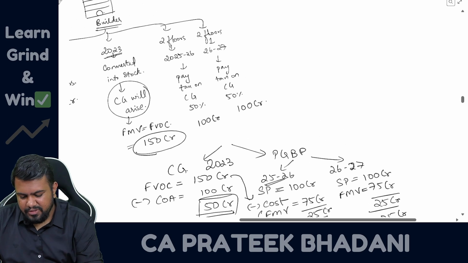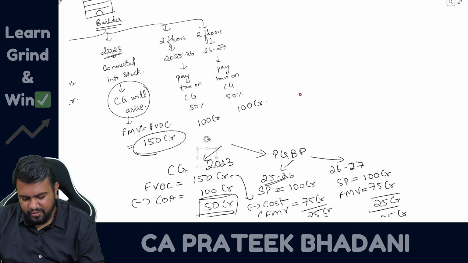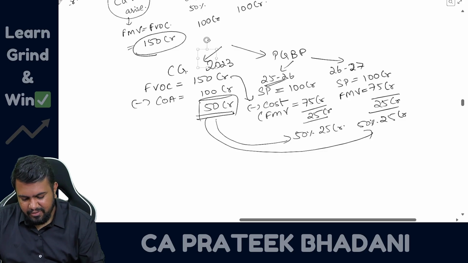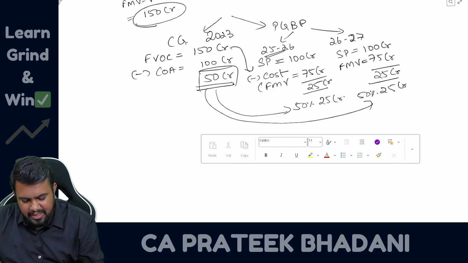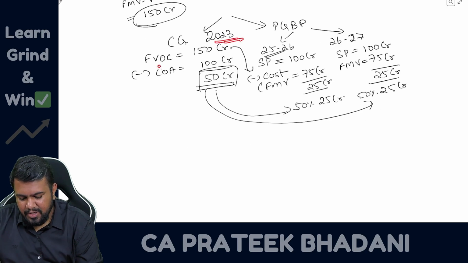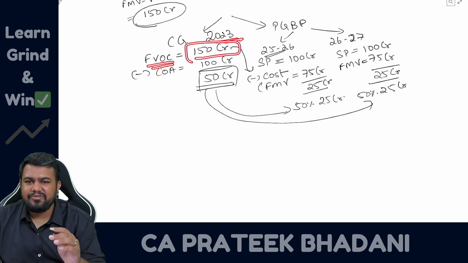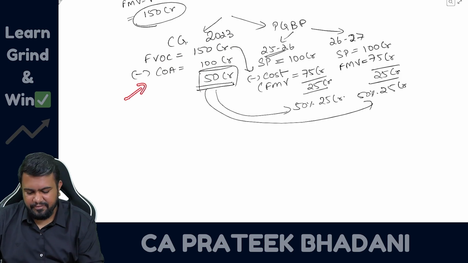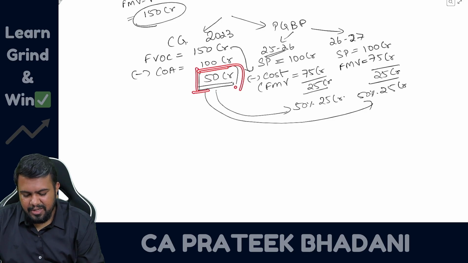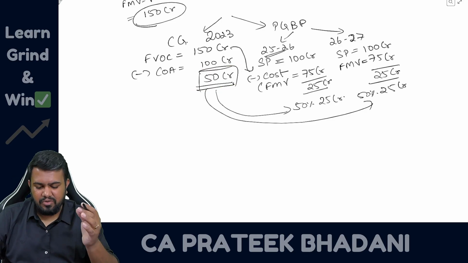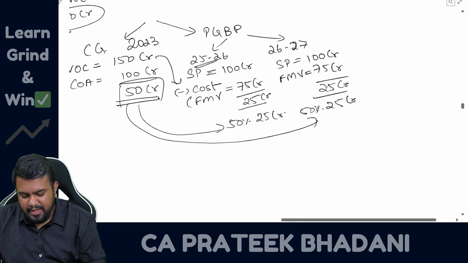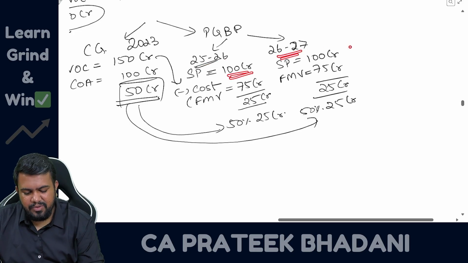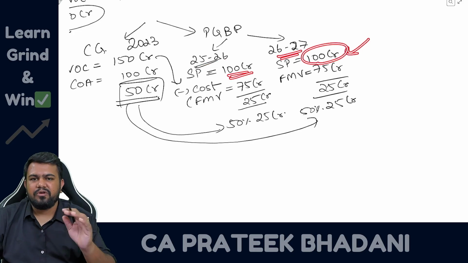Now 2 floors were sold in 25-26 and 2 floors were sold in 26-27. In such a case, what will happen? In 2023, you will find out the capital gain. The full value of consideration will be taken as 150 crores, which is the fair market value. From this, you will reduce the cost of acquisition, which is 100 crores. So your capital gain will come as 50 crores. Then let's say in 25-26, 2 floors were sold for 100 crores. In 26-27 also the balance 2 floors were sold for 100 crores.